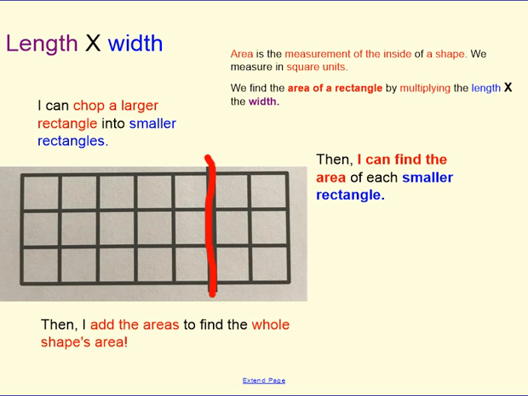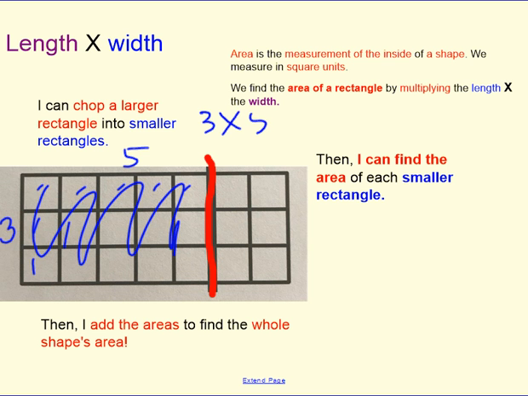Then we jumped to looking at a larger shape, and we learned that we could chop a larger rectangle into smaller rectangles. And then we can find the area of each smaller rectangle, and then we add up the areas to find the whole shape's area. So here, this is a 5 by 3 rectangle. So this shape right here, I would have an equation of 3 times 5, which equals 15 square units. And that's the area of my first rectangle.